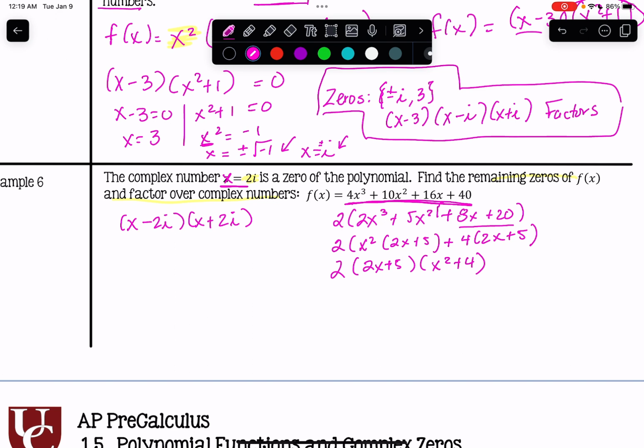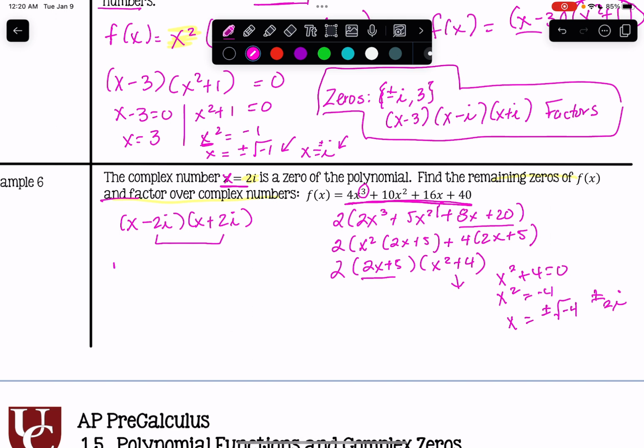All right, and so we have 3 zeros. These were my 2 complex, and here's my other one. Now, if you wonder, this should be 2i, right? So let's just double check, because they told us it was. So this would be x squared plus 4 equals 0. So x squared equals negative 4, and x equals plus or minus the square root of negative 4. So that's plus or minus 2i. And that factors to x minus 2i and x plus 2i. So it says find the remaining zeros. So that's all it asks. Oh no, it says and factor.